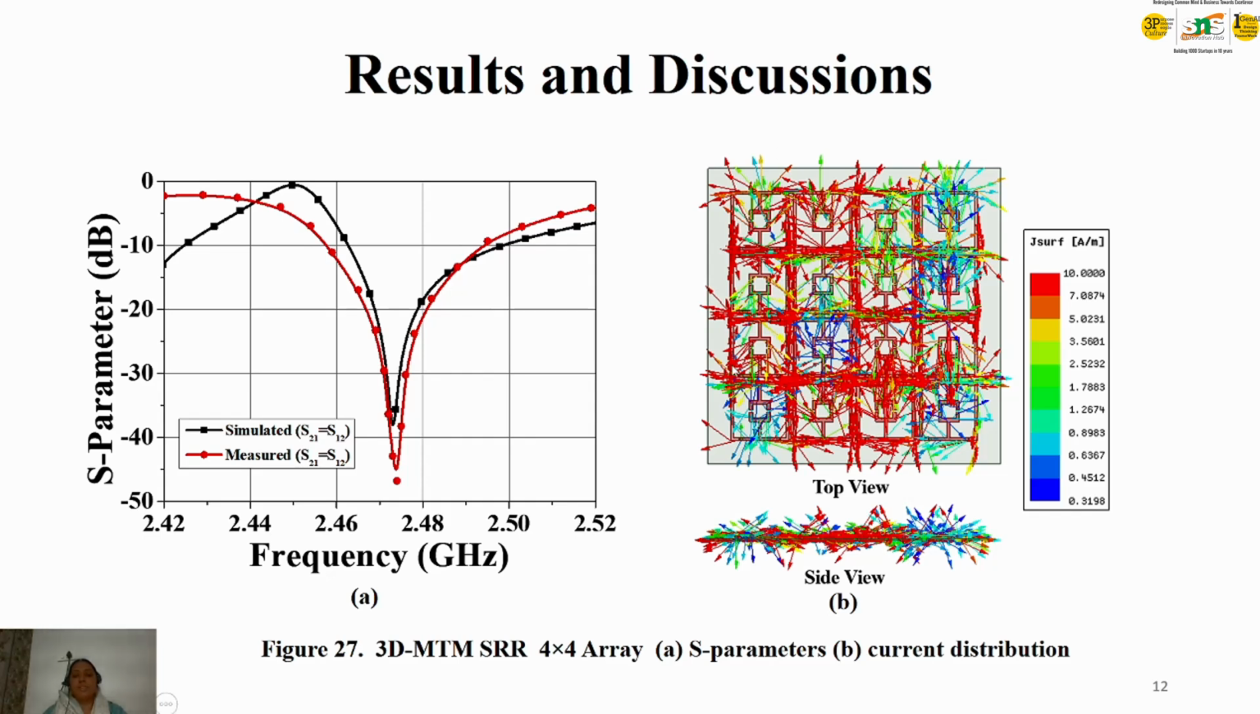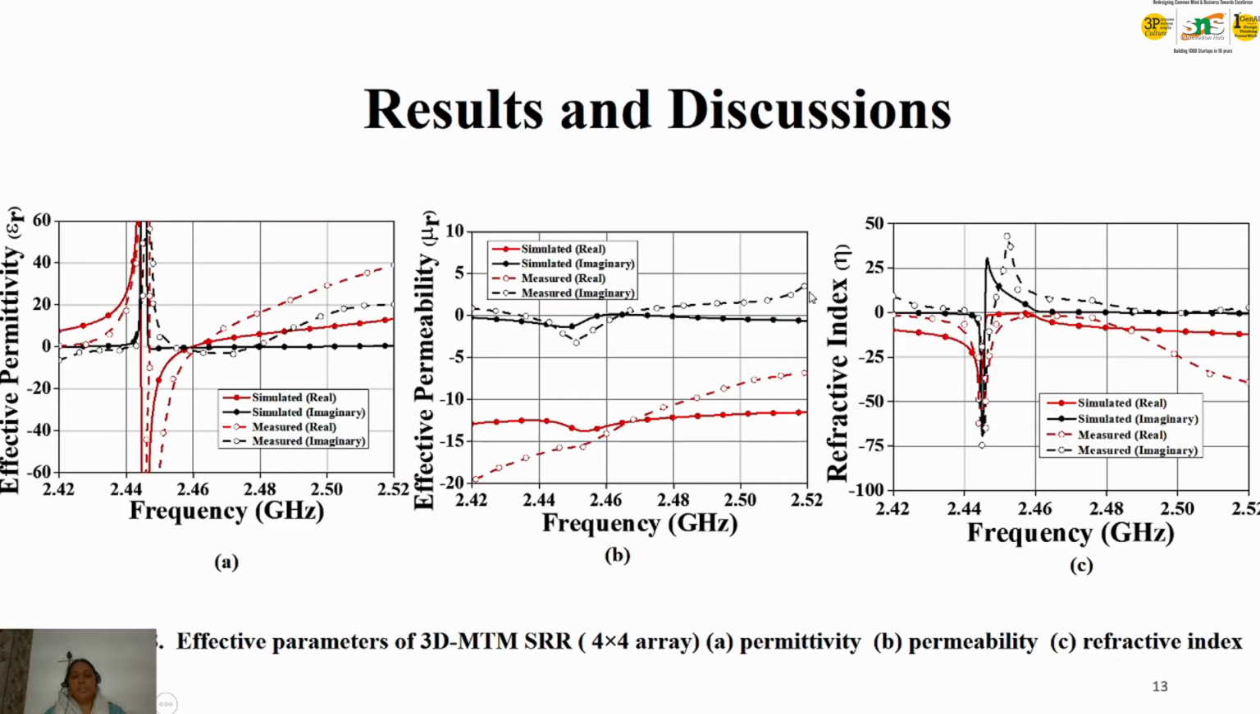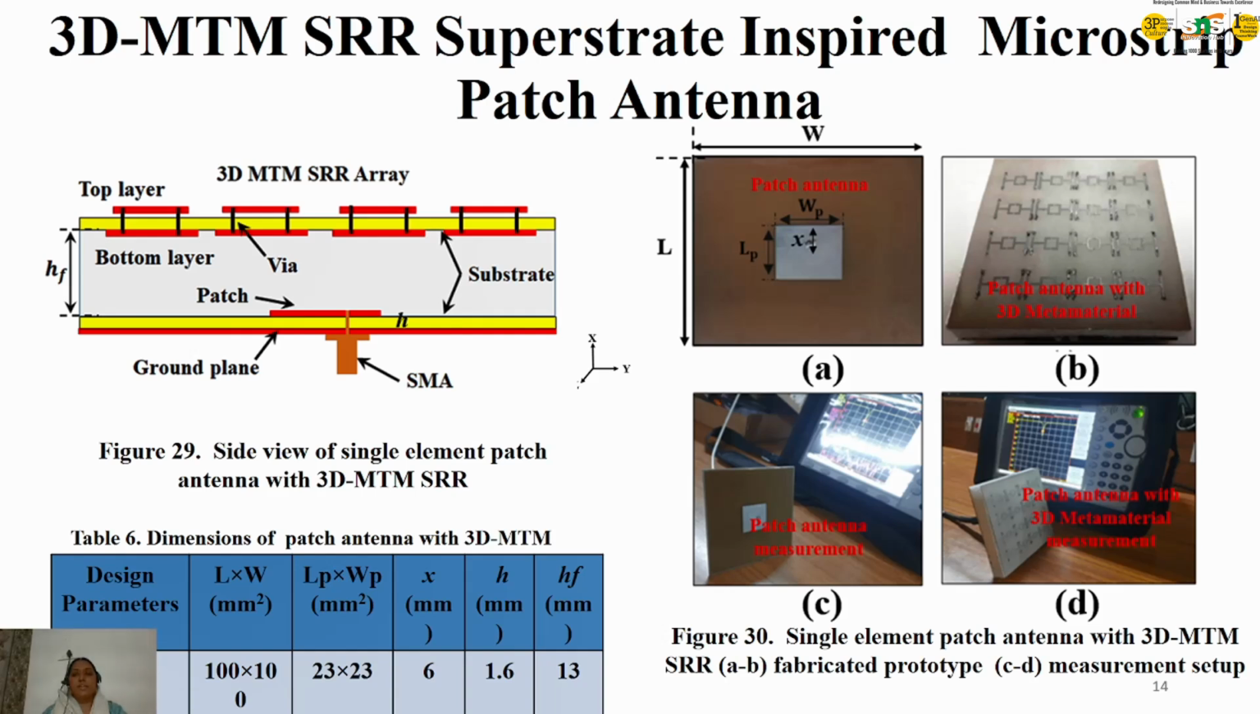Here you can see the current distribution, and it is very dense at the top of the structure. Here are the permittivity, permeability and refractive index, where we obtained the large refractive index near the resonance frequency. Once we had designed the 3D metamaterial structure, what we did is place it on top of the microstrip patch antenna to enhance the gain of the patch.